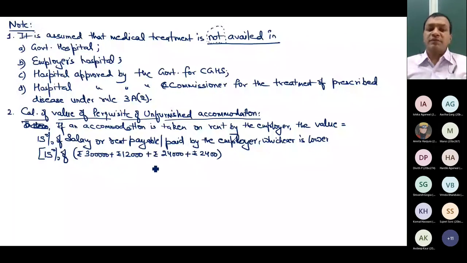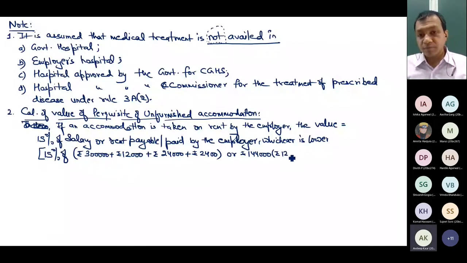This is 15% of the rent of the employer, which is 12,000 per month, so it becomes 144. So why are we not including the medical facility? Because it is a perquisite. If you remember, while computing the accommodation value, we do not include any perquisite, even if monetary.